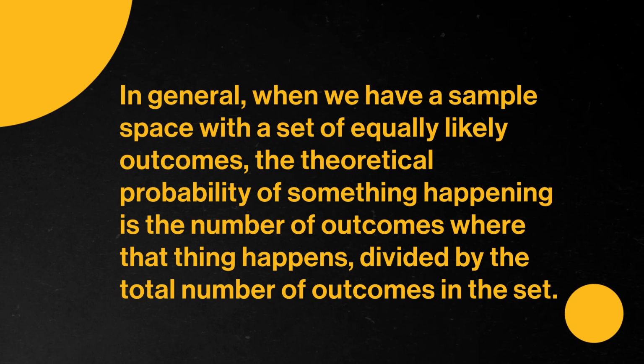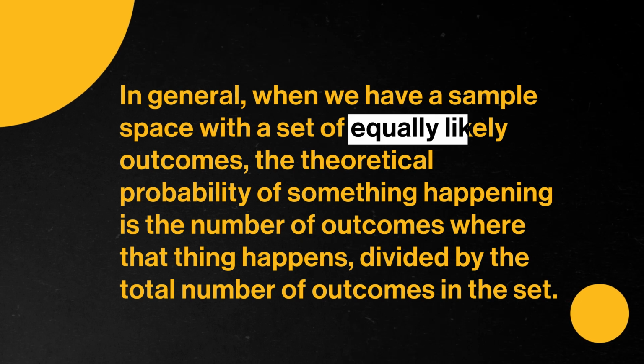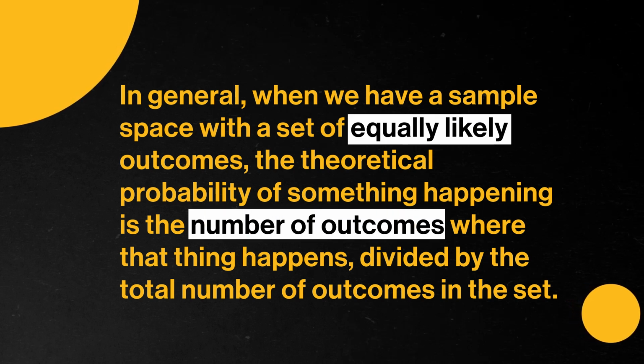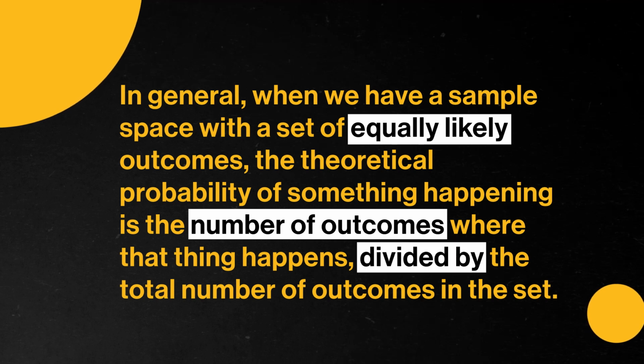In general, when we have a sample space with a set of equally likely outcomes, the theoretical probability of something happening is the number of outcomes where that thing happens, divided by the total number of outcomes in the set. With theoretical probabilities, we can answer questions without having to collect a bunch of data, and they're useful when the problem we're dealing with has options that are all equally likely. Like in games of chance. Maybe we want to answer a question like, what are the chances I roll a die and get an even number?